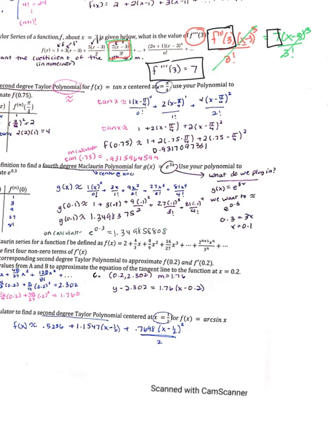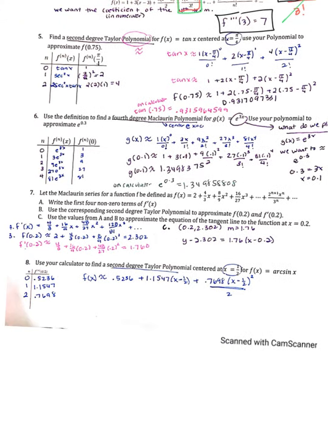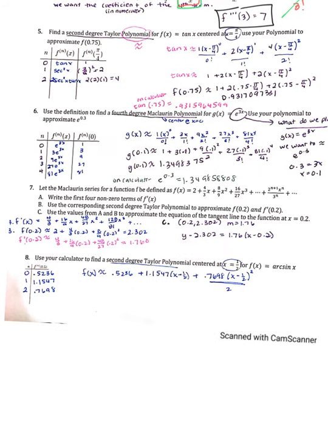So now let's look at the next problem. Find the second degree Taylor polynomial. Polynomial meaning that you need to use that approximately symbol, or that you could write this as p sub 2 of x. For f of x equals tangent of x centered at x equals pi over 4, use your polynomial to approximate f of 0.75.